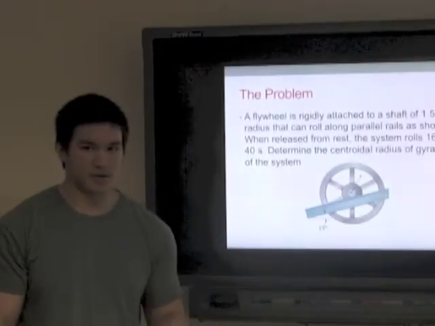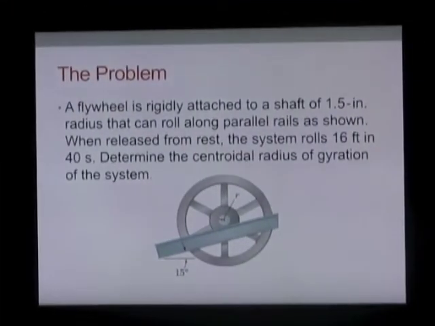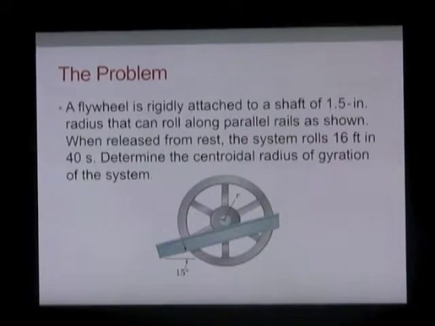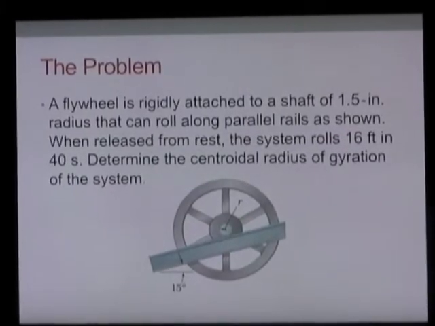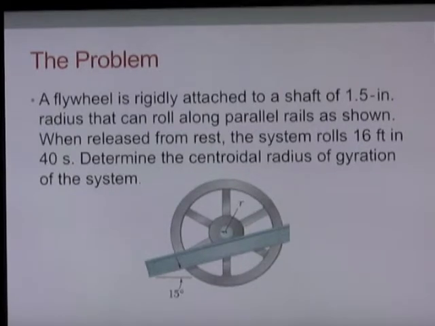So this was the problem we were asked to solve. A flywheel is rigidly attached to a shaft of 1.5 inch radius that can roll along parallel rails as shown. When released from rest, the system rolls 16 feet in 40 seconds. Determine the centroidal radius of gyration of the system.